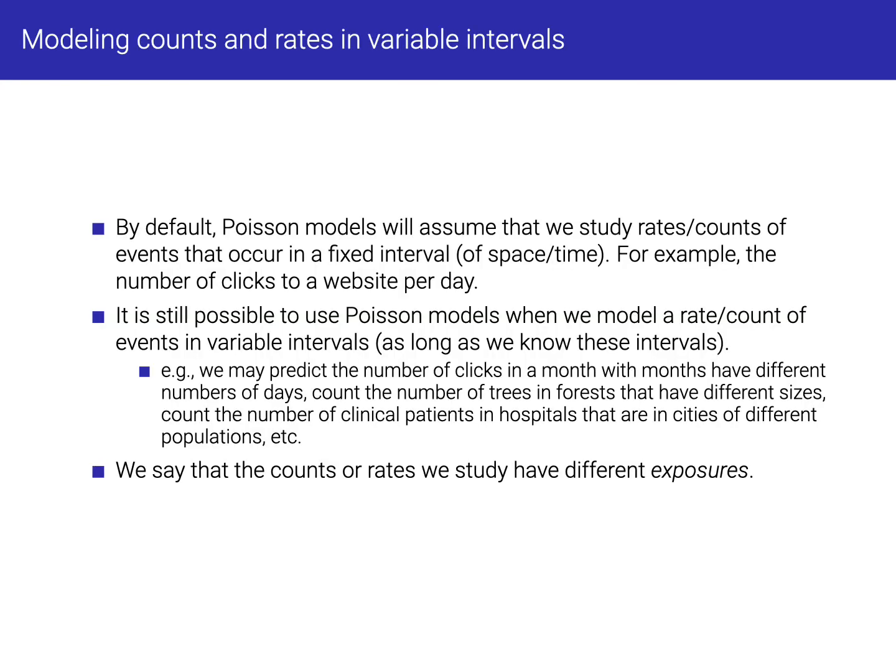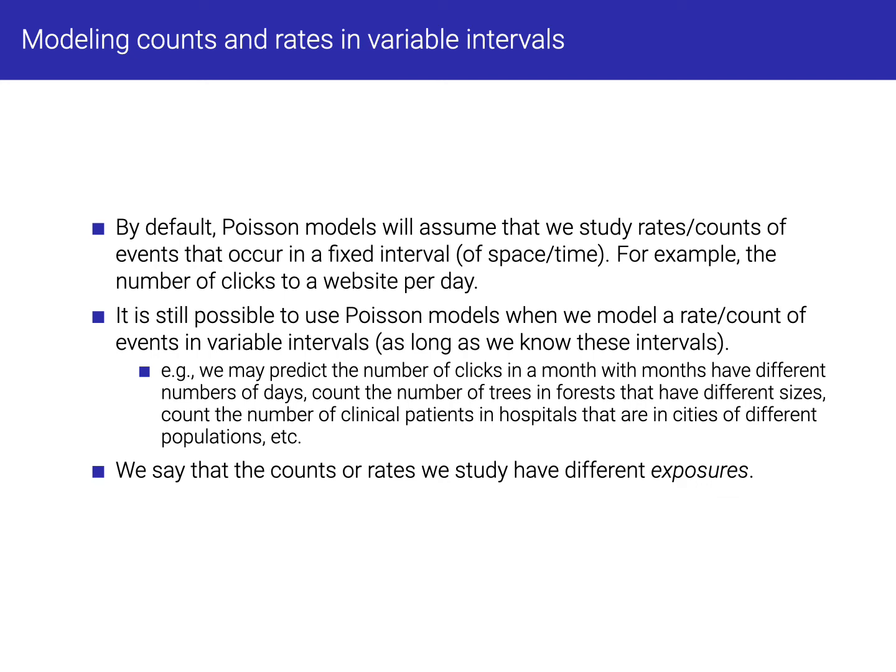So by default, Poisson models will assume that we study rates or counts of events that occur in a fixed interval of space or time. So for example, the number of clicks to a website per day. But it is also possible to use Poisson models when we model a rate or count of events in variable intervals, as long as we know what these intervals are.